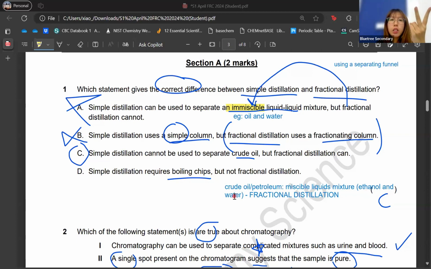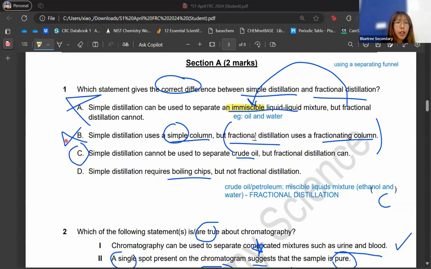Another, second difference would be based on the setup. Fractional distillation uses an extra apparatus called the fractionating column, but simple distillation doesn't have this column. Okay, there is no fractionating column. It is the rest of the apparatus except this fractionating column. So the first difference is the type of mixture that we use for each separation technique. The second difference is the additional apparatus required for fractional distillation. I hope this answers your question.